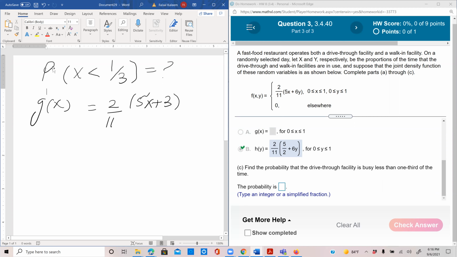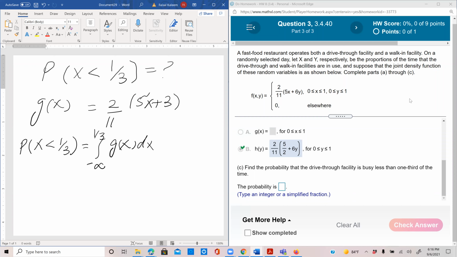So we want the probability that x is less than 1/3. So if your required probability involves just one of the variables, then you can use the marginal density of that variable to do the calculation instead of doing the joint density. So now we can pretend that this is just a one variable situation. So you know, in general, this kind of probability is found by integrating over the whole number line. So x less than 1/3 means the integral from negative infinity to 1/3 of g of x.